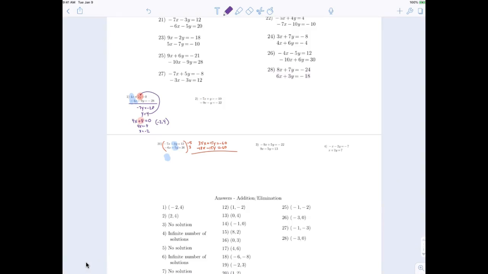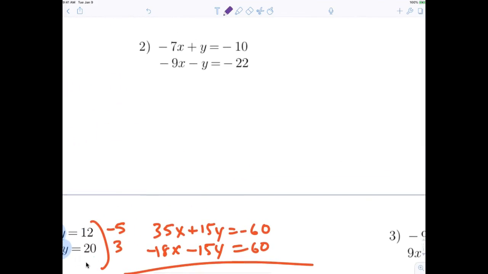For question number 2, everybody knows we can just do what? Add them right down. The reason why we can add them is because what happens to the y's? They cancel. So I end up with what? Negative 16x is equal to, and so x is equal to, look how simple, very simple.